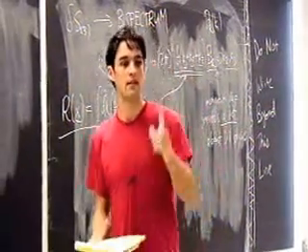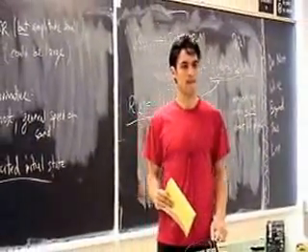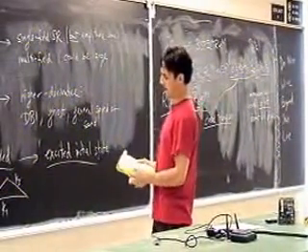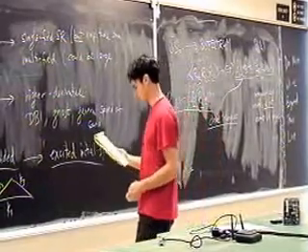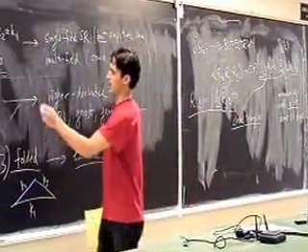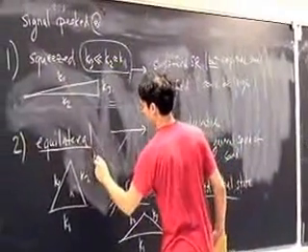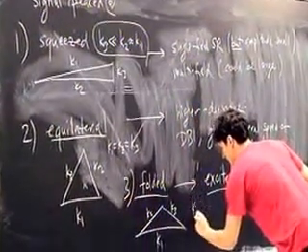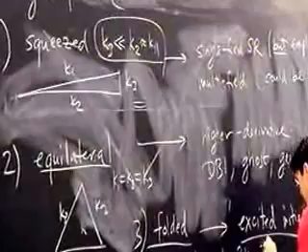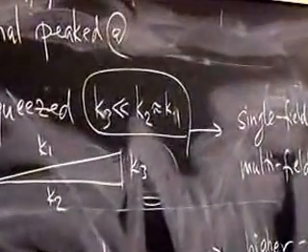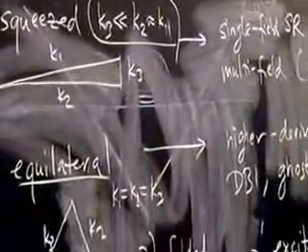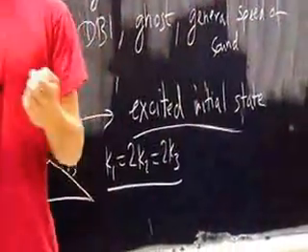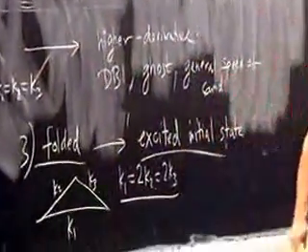I'm not sure what this folded configuration means for the K1, K2, K3. For folded? So K2 and K3 are equal, and K1 is twice K2, twice K3. Maybe, yeah, let me write it out. So here they're all equal, and here K1 is twice K2, twice K3. And of course you can have intermediate triangles, you can have elongated and isosceles triangles.